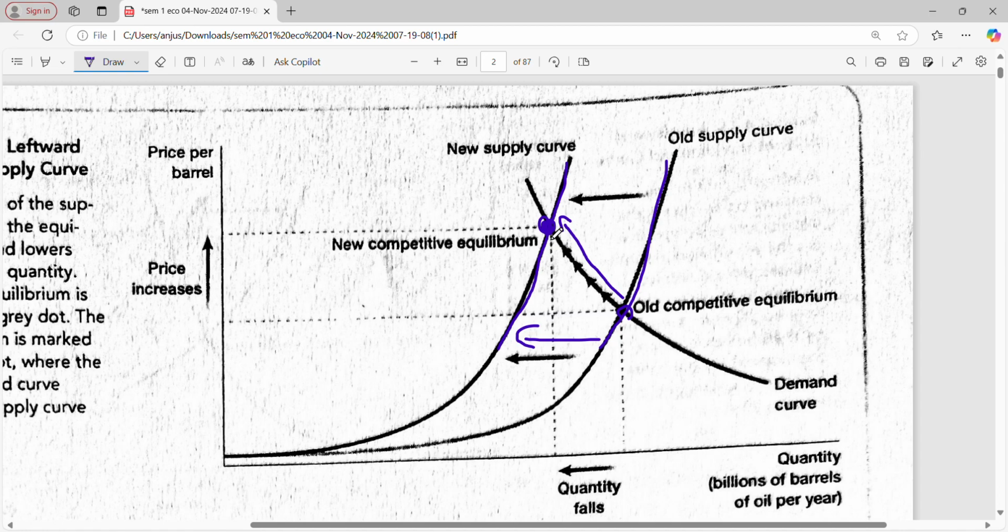Here we can see that since oil has become more scarce, the price of oil needs to rise from its old level to equate quantity supplied and quantity demanded. The rise in equilibrium oil price is associated with a movement along the demand curve. Why? Because demand is still, what changes is the supply. So it will be a movement along the demand curve. Next graph. This is what happens when there is a shift to the left.